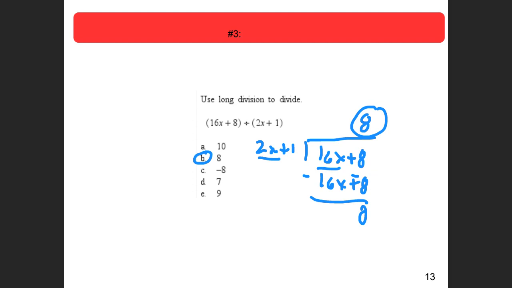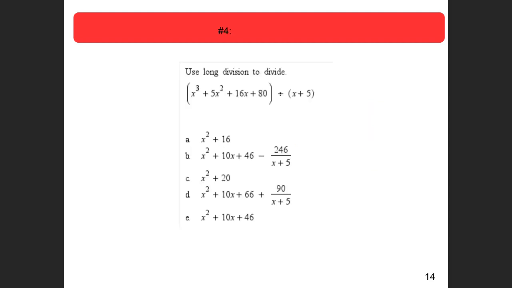All right, practice problem number 4. Use long division, divide. Now I'm not going to use long division on this one. I'm going to use synthetic division because we've gone through long division and this is a practice, so why not practice synthetic division also? So if I'm going to write this out, every term, x to the third, x to the second, x to the first, so all my terms are there. So I've got 1, 5, 16, 80, and what makes this equal to 0? Negative 5.